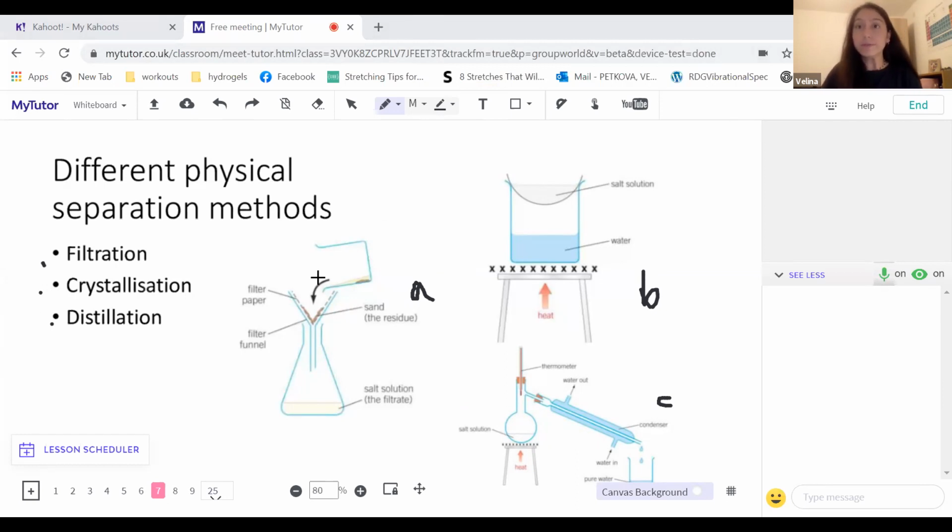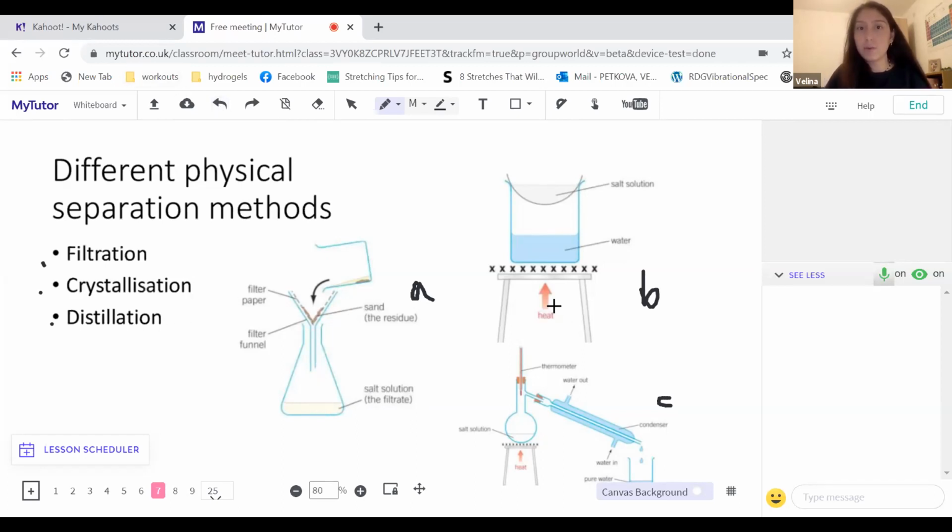We use it when we need to separate insoluble substances from a liquid. We just run it through our filter, through our funnel. We need to remember we need to have this filter paper. That's what catches the solid, and the rest of the liquid just runs through. This is called the filtrate. This is called the residue. Some names that you might need to know.